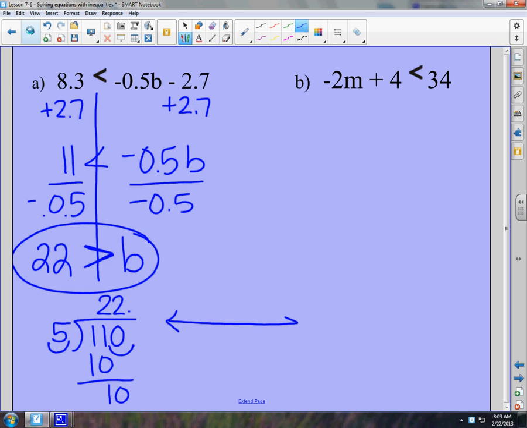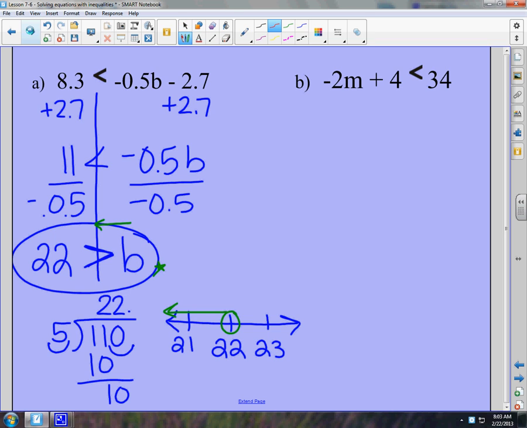So when I draw my graph, I put 22 in the middle, 23 and 21. And then I have an open circle, and b is less than 22. I'm reading it backwards again because the b is on this side.